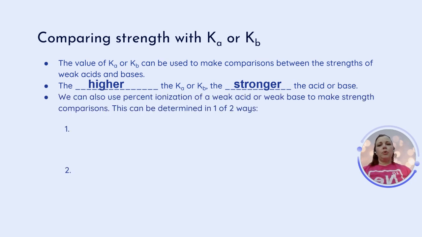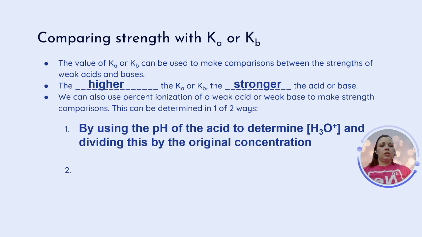We can also use percent ionization of a weak acid or weak base to make strength comparisons. We can do this in one of two ways. You could be given the pH of the acid, and from that you can determine your hydronium concentration and divide that by the original concentration. Remember that a percent is a part over a whole. When you're doing the percent ionization, your part is the extent to which it ionizes, and the whole is the original concentration. So you have to figure out how much is produced in the ionization process, and one way to do that is with pH.